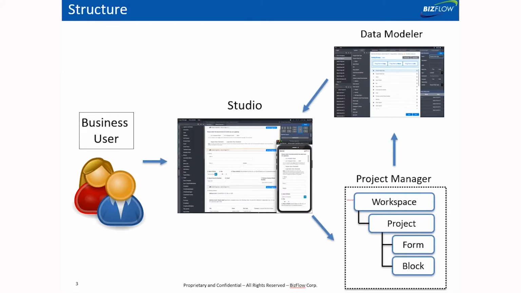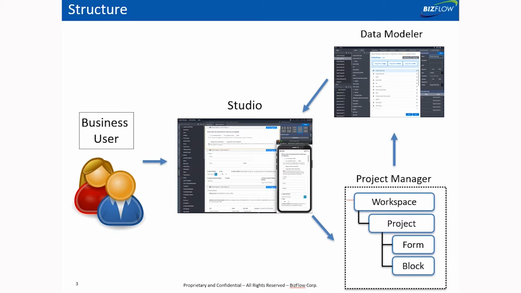Before diving into the actual form generation, let's go over the structure of BizFlow AppDev. It consists of three main tools: the Studio, the Project Manager, and the Data Modeler. Upon logging in, users are presented with the Studio. From here, they can then navigate to the Project Manager as well as to the Data Modeler. Most projects will start from the Project Manager, where we can create and manage our workspace. Within a workspace, we can create multiple projects, and within a project, we can create multiple forms and blocks.